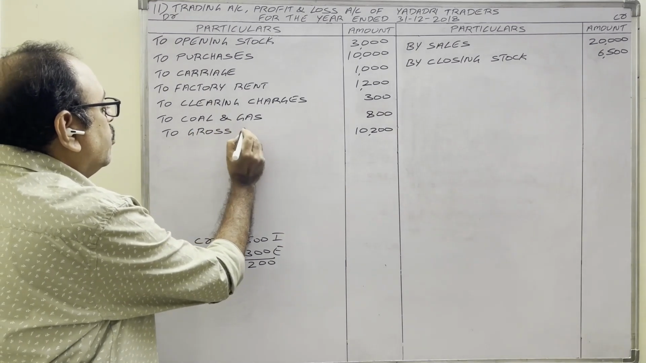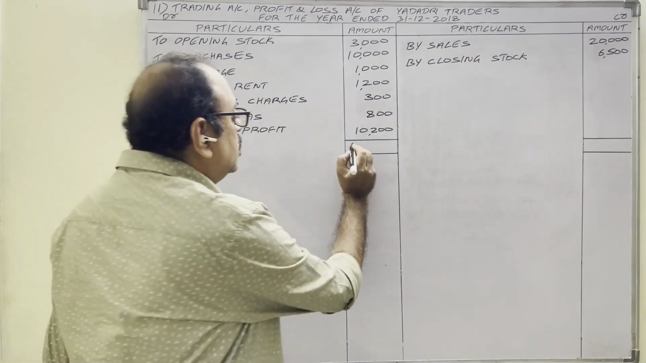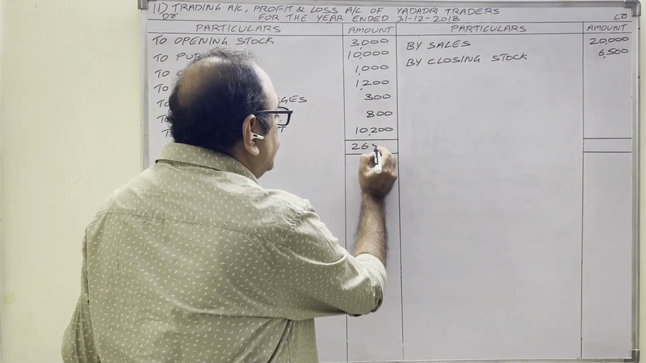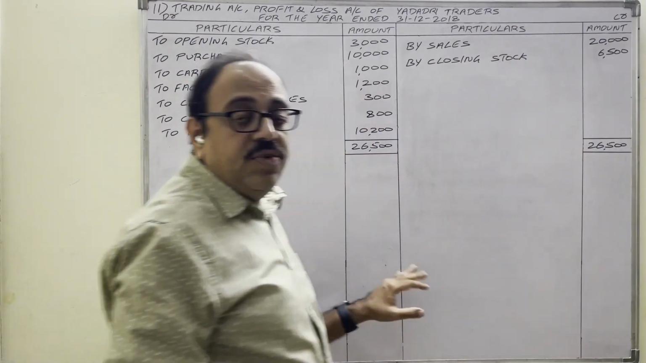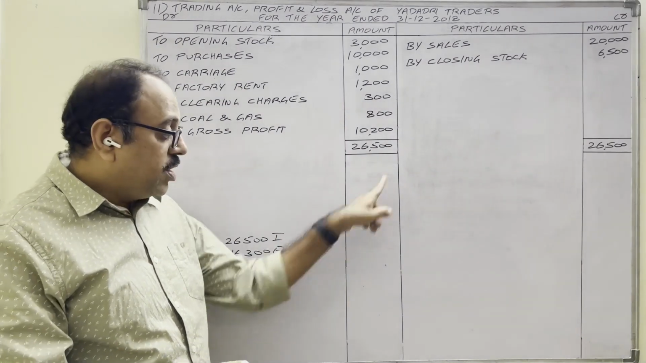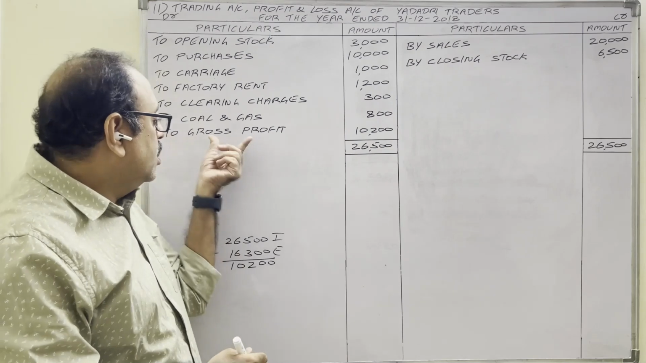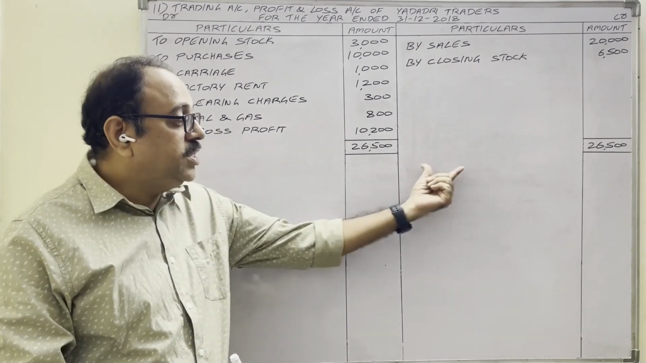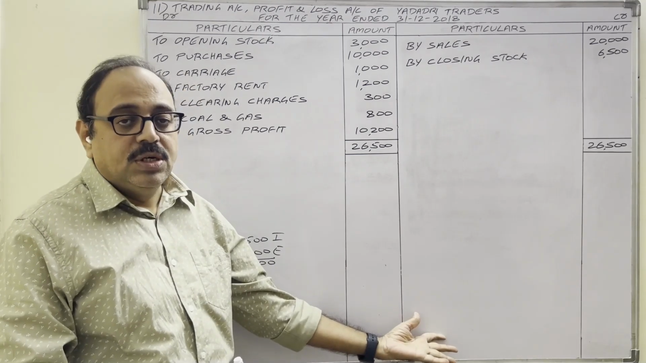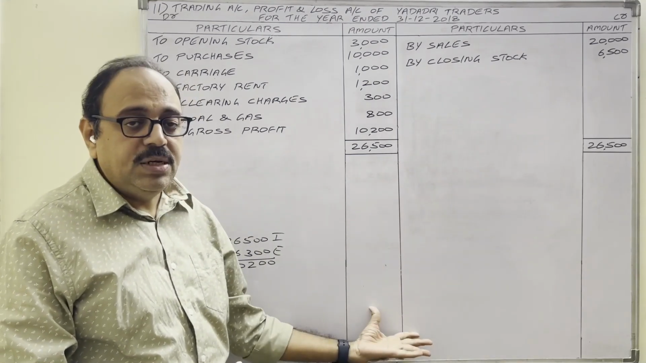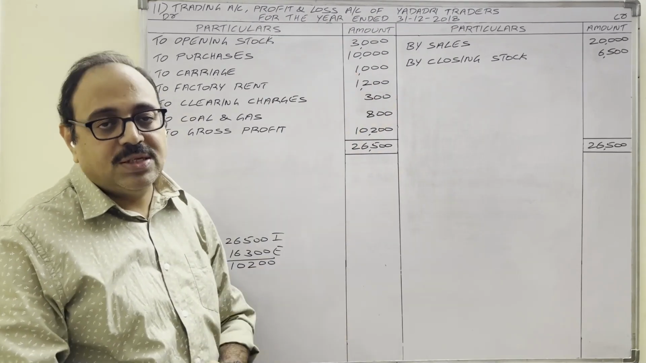'To gross profit'. Now the highest total of the two sides, 26,500, on the right side also the same. With this, the trading account is completed. Continuing with the profit and loss account. How to start? Gross profit, we should bring on the credit side, and start the profit and loss account. The space will not permit me here, therefore I will rub everything and show you the profit and loss account again.